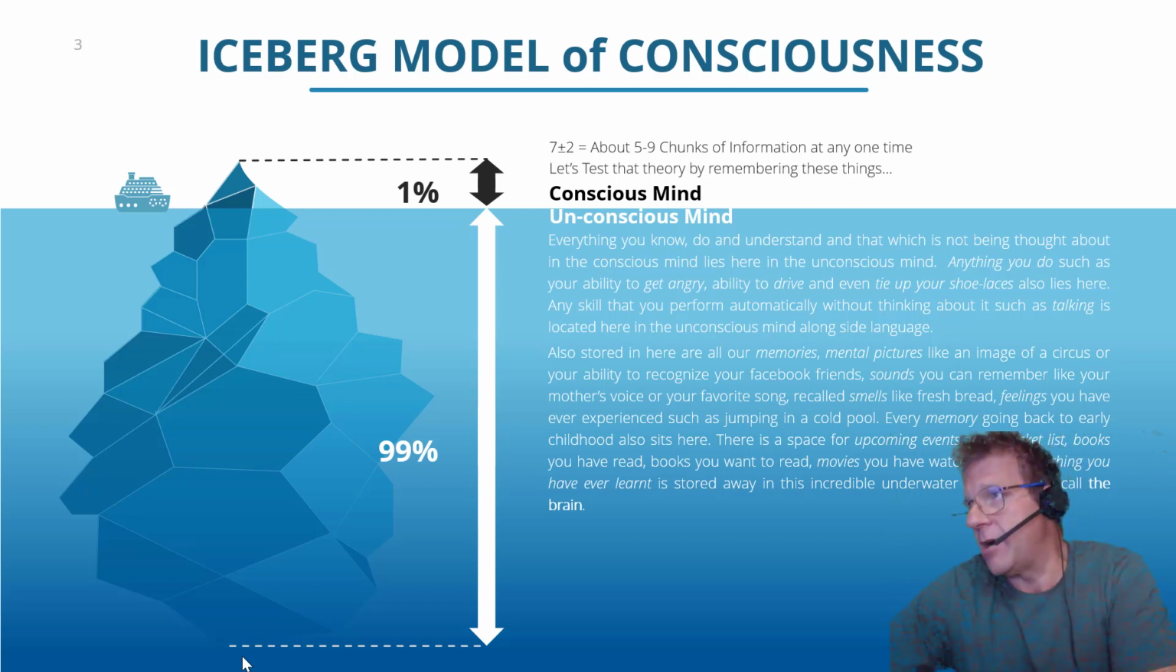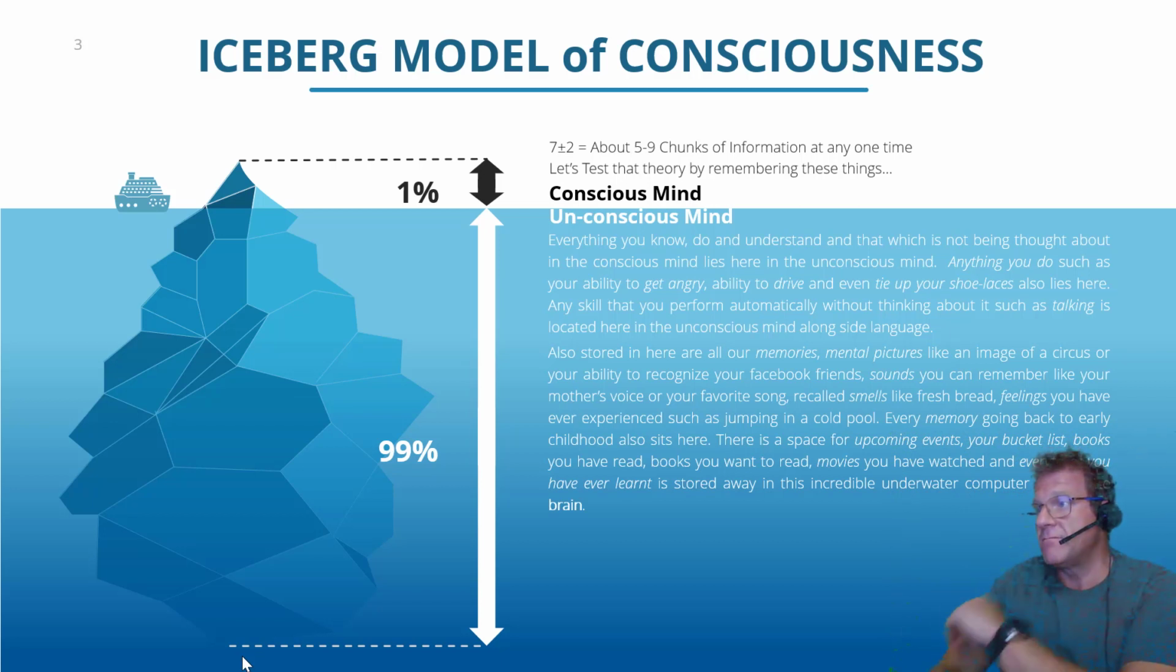Also stored down here are our memories, mental pictures, like an image of a circus, or your ability to recognize Facebook friends, sounds that you can remember, like your mother's voice or your favorite song, a smell that's familiar, like fresh bread, feelings you've ever experienced, such as jumping in a cold pool. Every memory going back to early childhood also sits here. And there is a space for upcoming events, your bucket list, books you've read, books you want to read, movies that you've watched, and everything you've ever learnt is stored away in this incredible underwater computer we call the brain.